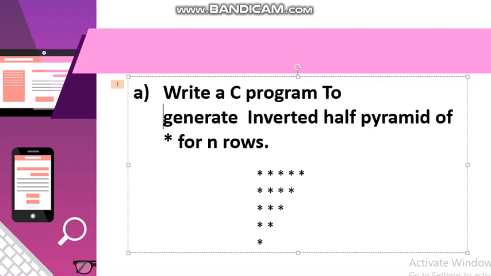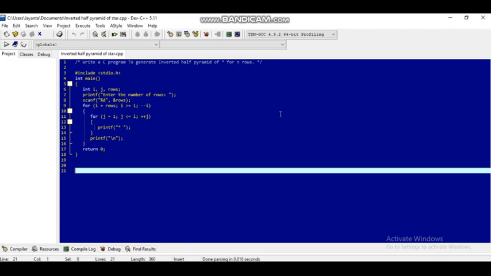Now we will discuss the program: write a C program to generate an inverted half pyramid of stars for n rows. As you can see in this picture, this is an inverted pyramid of stars for 5 rows. This is an example for 5 rows of an inverted half pyramid of stars. To generate it for n rows, here's our program.